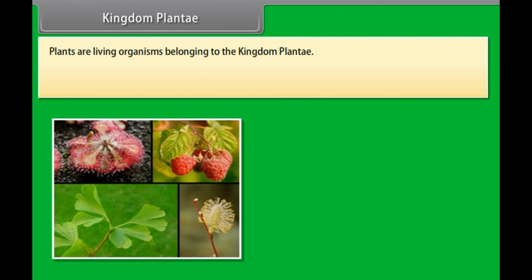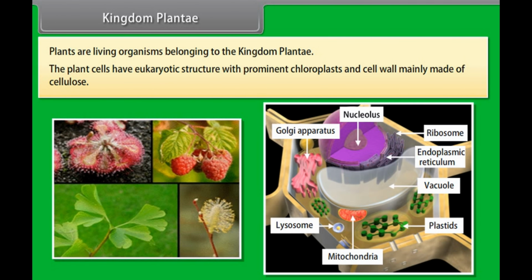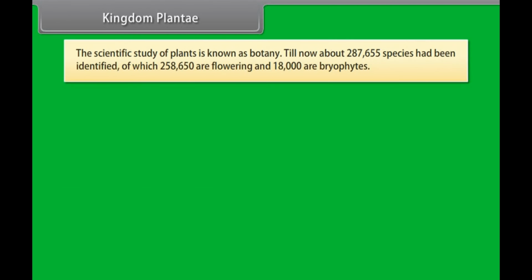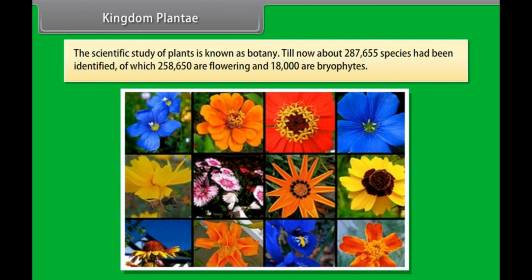Kingdom Plantae. Plants are living organisms belonging to the kingdom Plantae. The plant cells have eukaryotic structure with prominent chloroplasts and a cell wall mainly made of cellulose. Plantae includes algae, bryophytes, pteridophytes, gymnosperms and angiosperms. They include familiar organisms such as trees, herbs, bushes, grasses, vines, ferns, mosses and green algae. The scientific study of plants is known as botany.